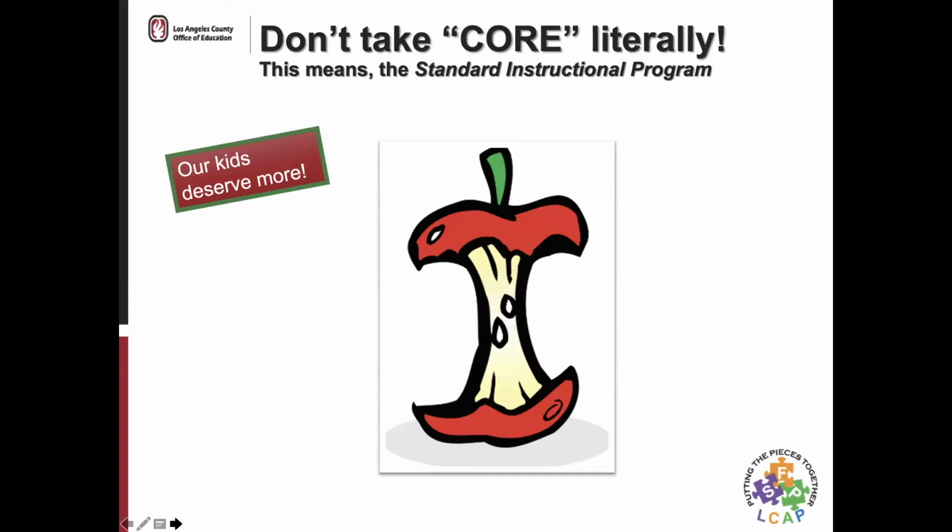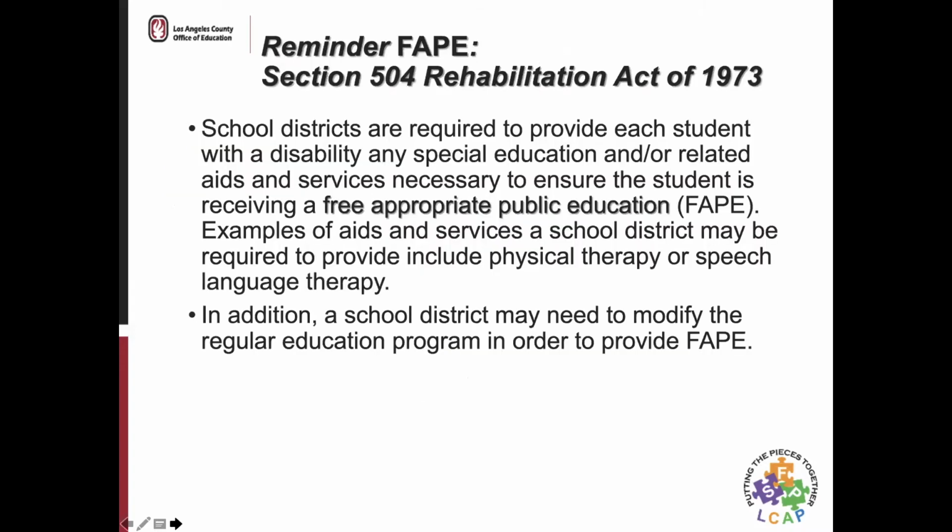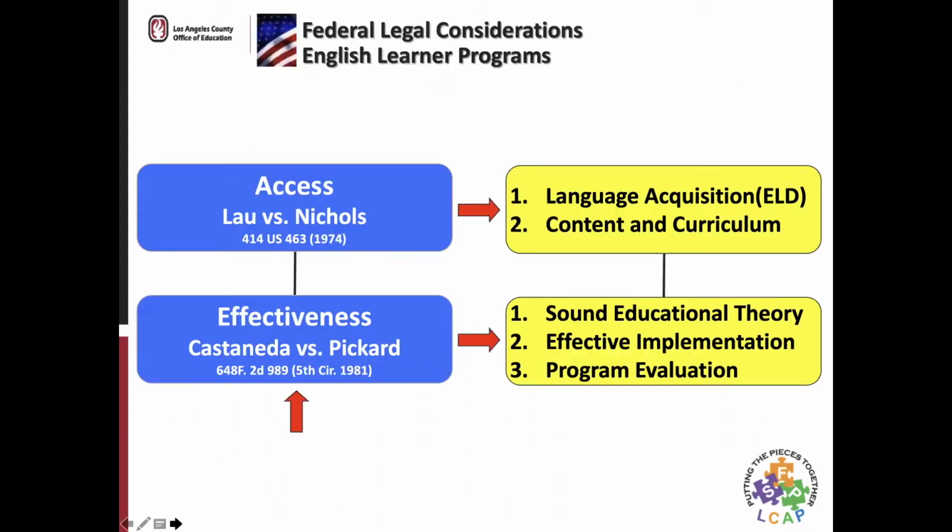A couple reminders on that. For students with disabilities, of course, you have free and appropriate public education requirements. So, examples, aids or support for students. The district might need to provide those to ensure equal access, and it may also need to modify the regular educational program in order to provide those requirements under FAPE. And also for English learners, the next slide shows some of those federal legal requirements, and that would be on the next slide on access under Lau versus Nichols.